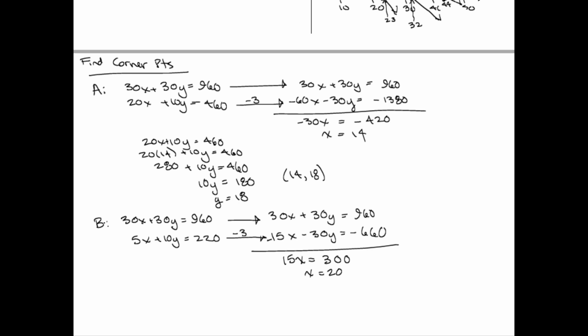Put this into one of your equations. Let's put it into the second one. So 5 times 20 plus 10y equals 220. Subtract 100 from both sides. 10y equals then 120, and so my y is 12. So we end up with the point 20, 12.